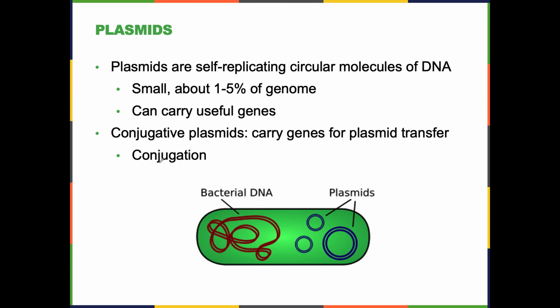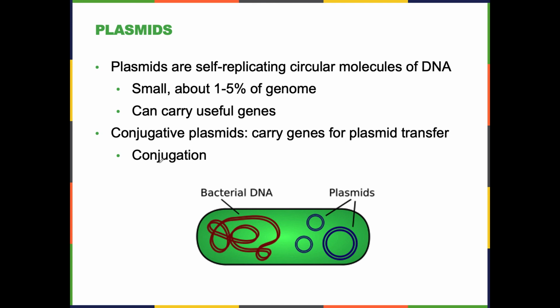Plasmids are what we call self-replicating circular molecules of DNA. That's usually our definition of plasmids, right? They're very small, right? 1 to 5% of the genome, sometimes even much, much smaller. And oftentimes they carry useful genes, right? And many plasmids are what we call conjugative plasmids. The genes for conjugation are found on the plasmid itself, right?